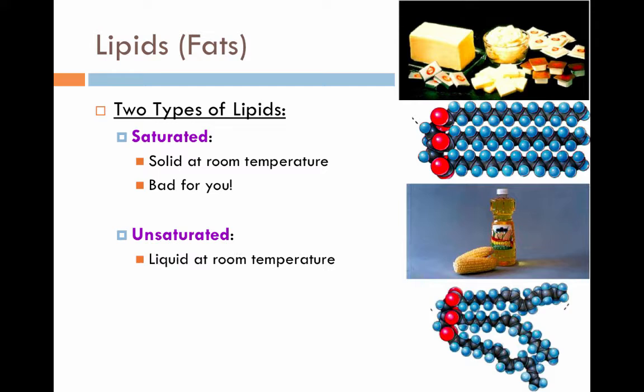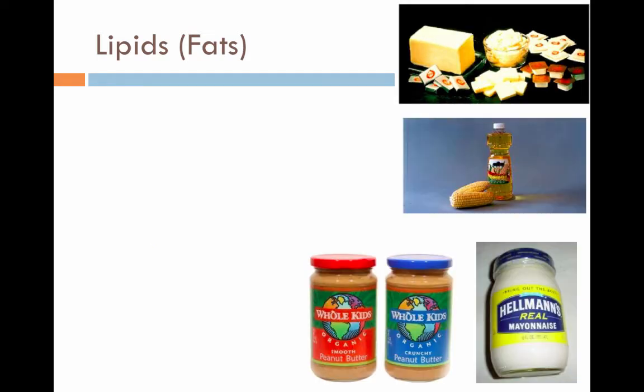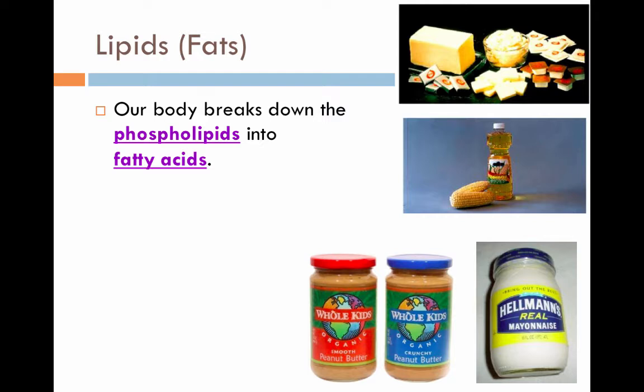Unsaturated lipids are anything that are liquid at room temperature. So any of the oils, olive oil, canola oil, all of those oils are actually good for you, and you can have those. Don't eat too many of any of these things, but definitely do not eat the saturated lipids. Those are bad. Unsaturated lipids, those are good for you.